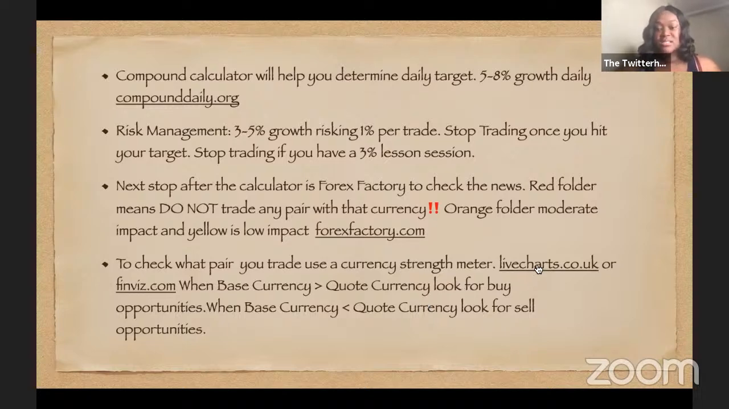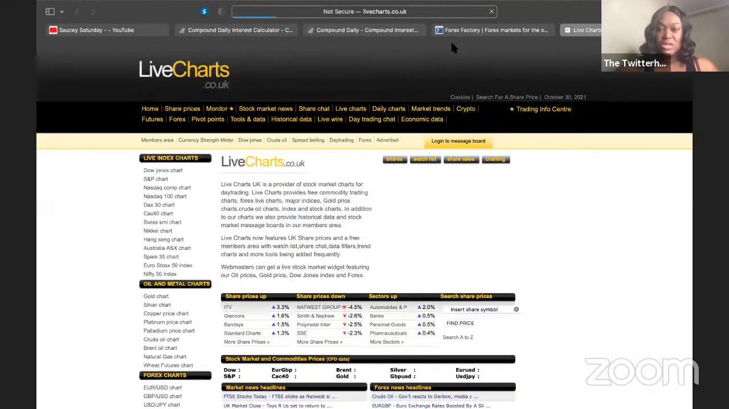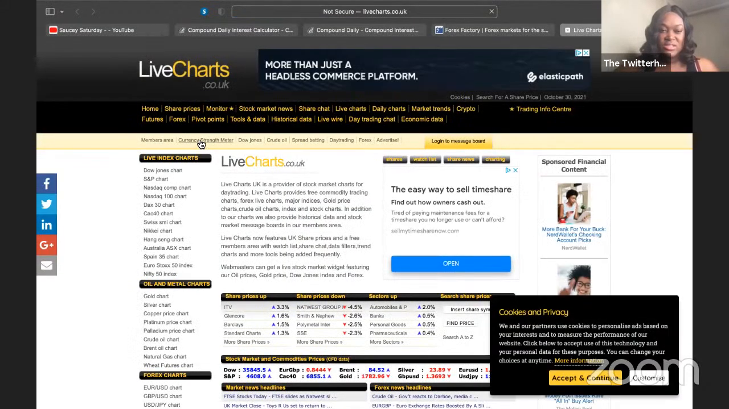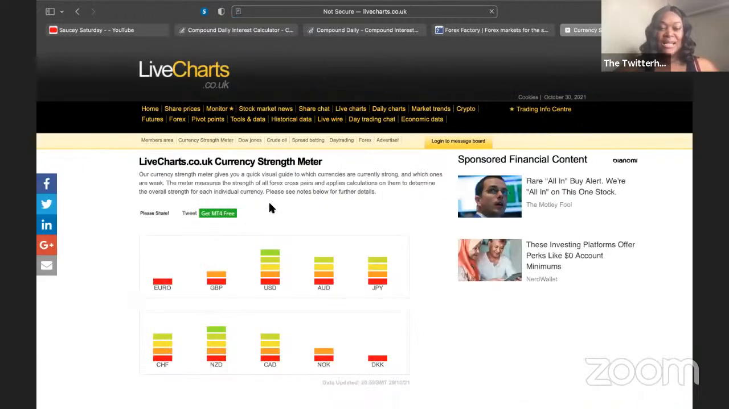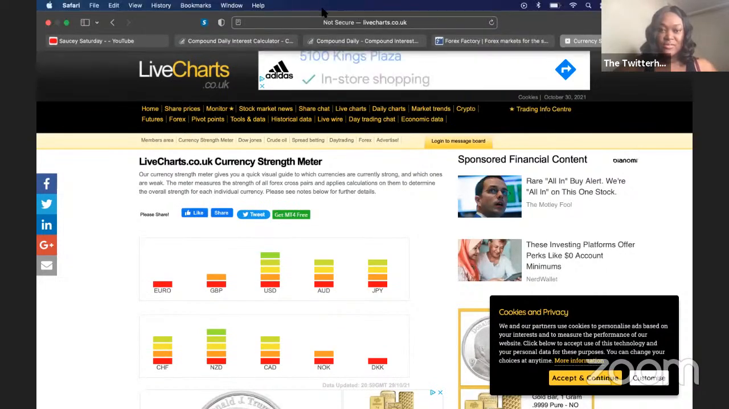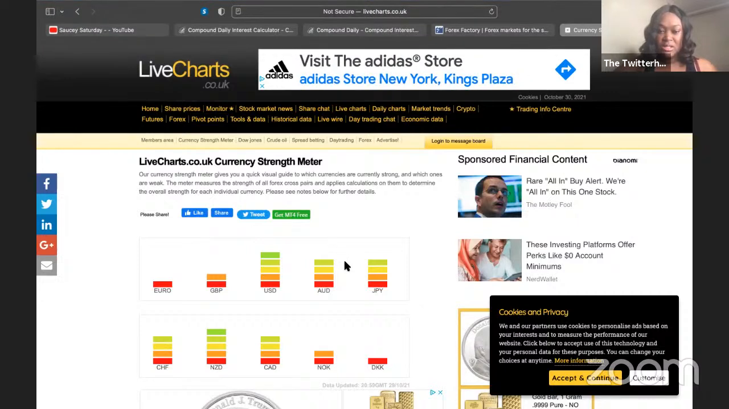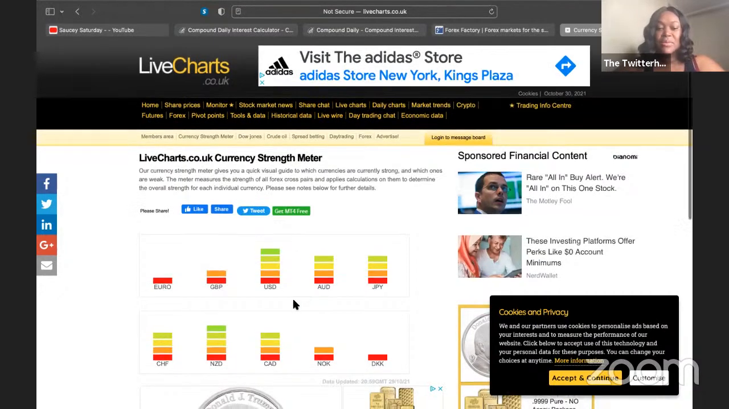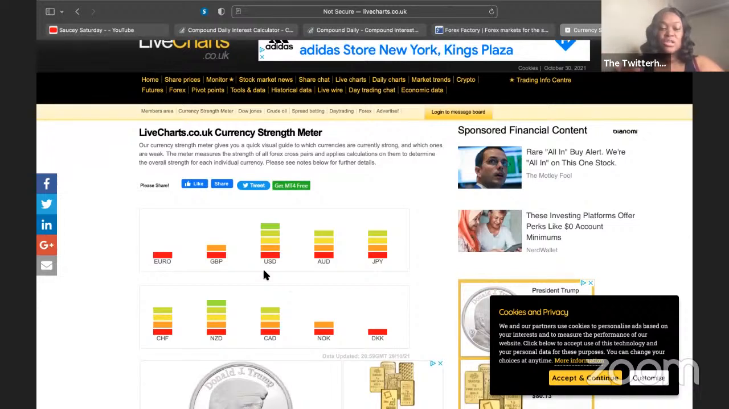So let's look at these sites. First we look at livecharts.co.uk, and then we're going to select currency strength meter. And here we have it. Let me copy this and drop it in the chat for you. Okay. There we go. So here, what you're looking at is just the currencies represented by bars. The more bars, the stronger the currency. So looking at this, I see euro is the weakest right now, and USD and NZD appear to be the strongest currencies, and then others fall in between.